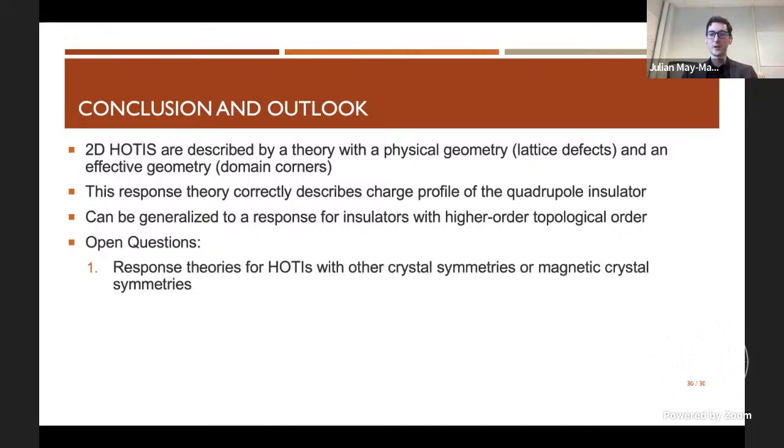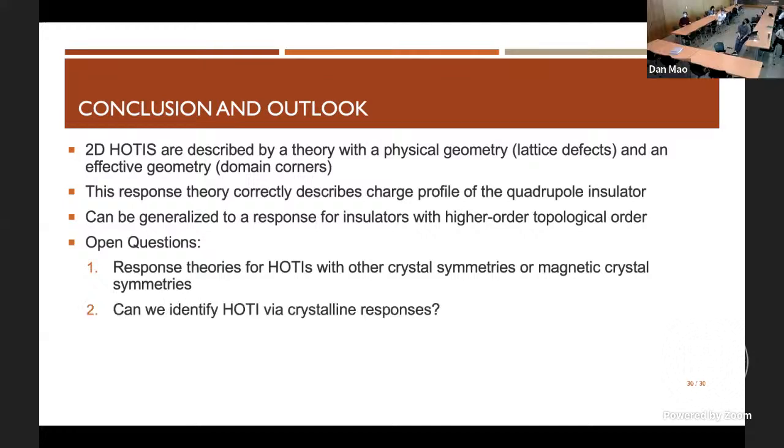First, can we use similar methods to understand higher order topological insulators with other crystalline symmetries, such as a mirror symmetry, or perhaps magnetic crystalline symmetries, which are, I think, very interesting to me personally. Additionally, can we use these crystalline responses to identify higher order topology in real materials?